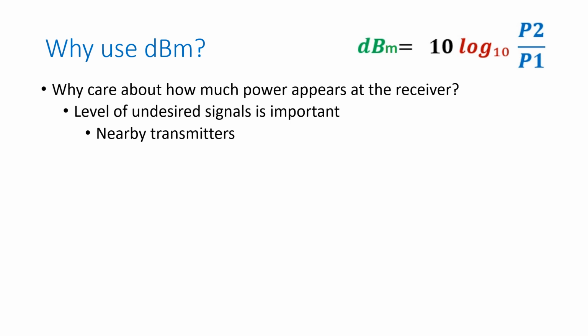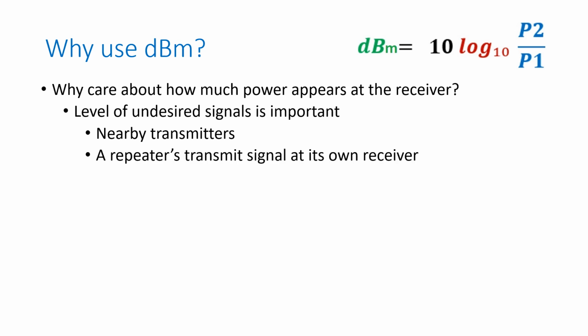So I'm using the same antenna for transmit and receive. My duplexer has to block the transmitted signal from the repeater's receiver. But it doesn't actually do that. All it does is attenuate it a certain amount. So the question is, is it attenuating it enough so my receiver can hear those weak signals?